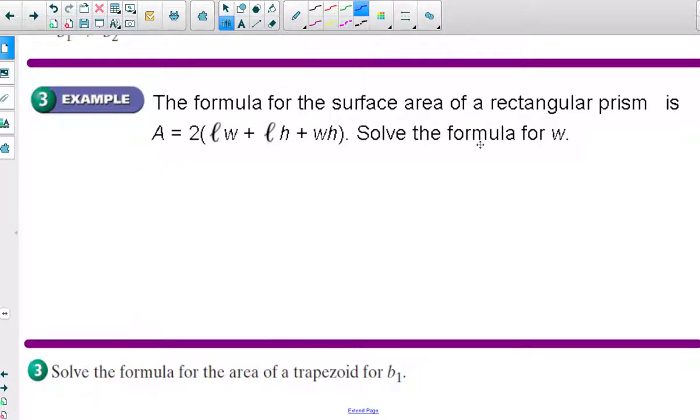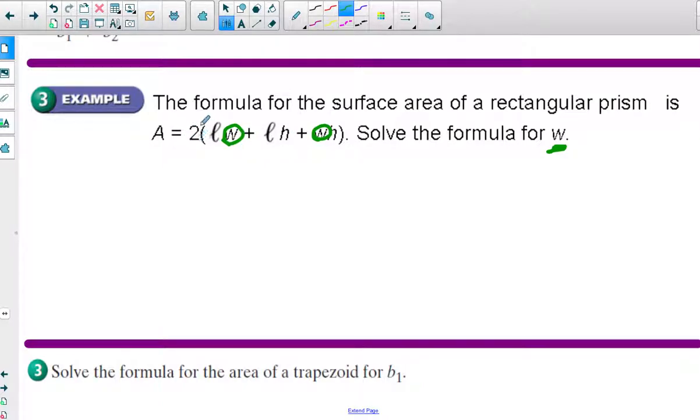The formula for the surface area of a rectangular prism is A equals 2 times the expression LW plus LH plus WH, and then solve the formula for W. So I need to solve this formula for W. I need to have the W by itself. Well, the first thing I want to do then is identify where my W's are, so I know where I should begin looking. Okay, that means this expression needs to be isolated so that I can get to these terms.